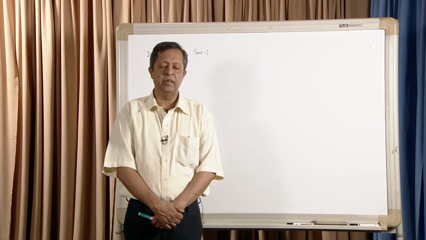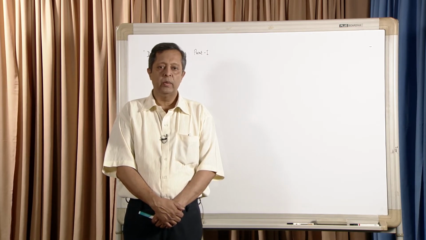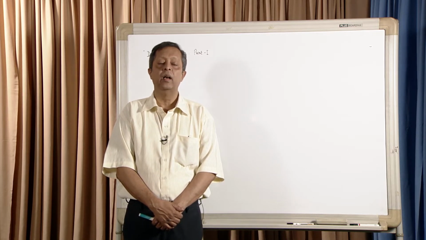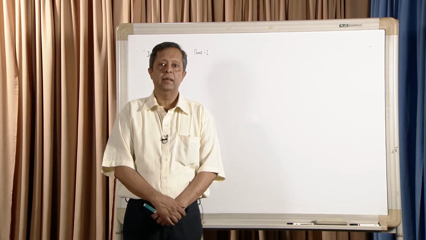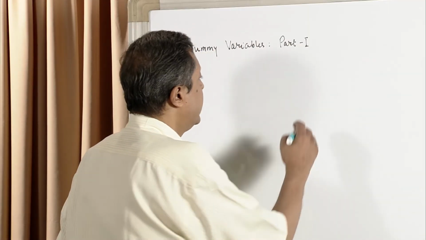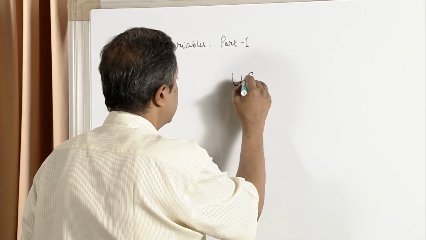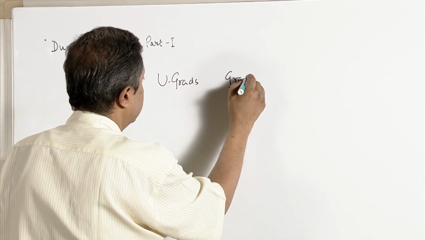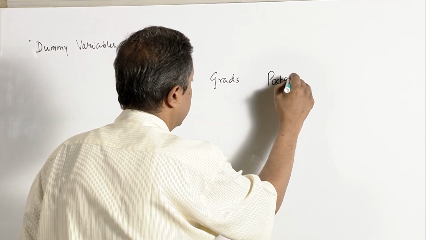In the example that we just now saw, we considered one qualitative variable, that is education, which had two possibilities or two categories. For two categories we had taken one dummy variable. Let us now expand the possibility of the categories of the dummy variable education. So, education, now we are considering undergraduates, graduates and postgraduates.